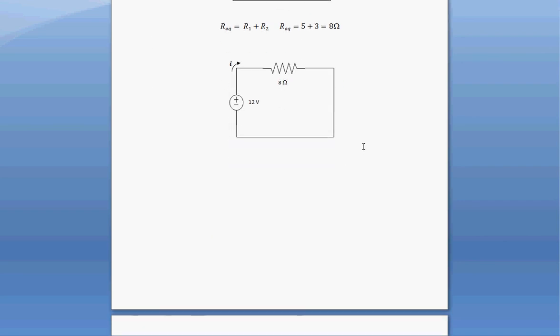Now that our circuit has been significantly simplified, we can use Ohm's law to determine the current in the wire when leaving the battery. The voltage is equal to the current times the resistance. 12 volts is equal to current times 8 ohms. So current is 12 divided by 8, which gives you 1.5 amps.